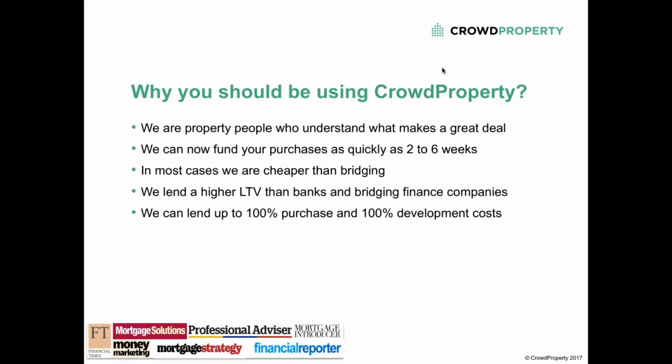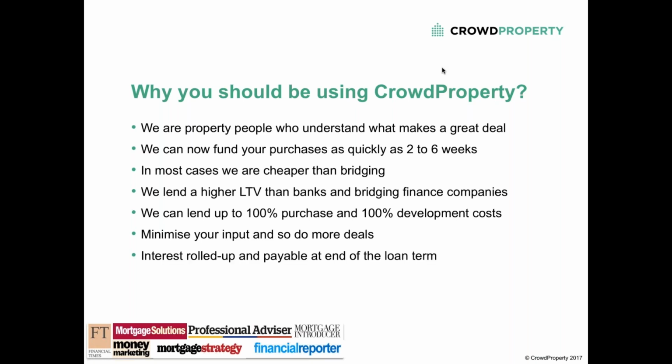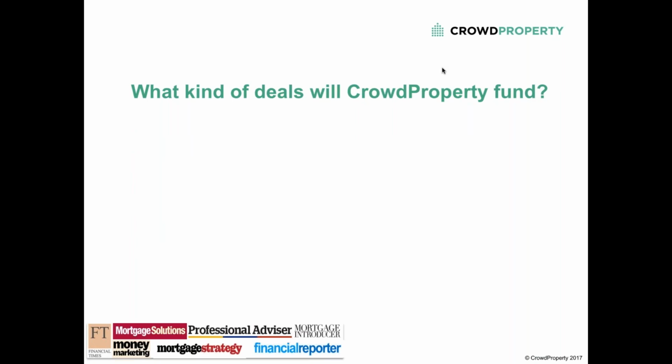Now, we don't do that in every circumstance, before we get too excited. There are certain conditions attached to that, and I'm going to explain 2 examples where we have lent up to 100% of the purchase price. What this means is it minimizes your cash input, and so obviously you can do more deals. And finally, the interest is rolled up and payable at the end of the loan term. Now, this is really good in terms of your cash flow, because it means the interest is all paid at the end when you repay the capital.